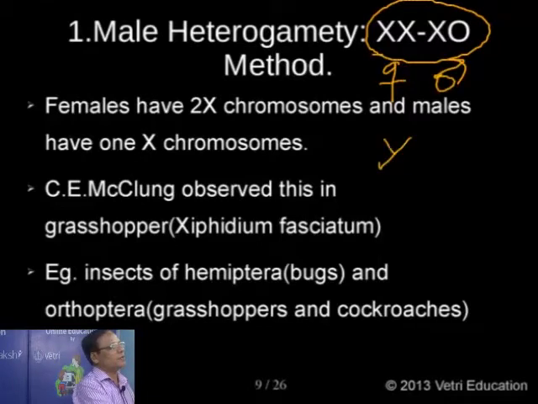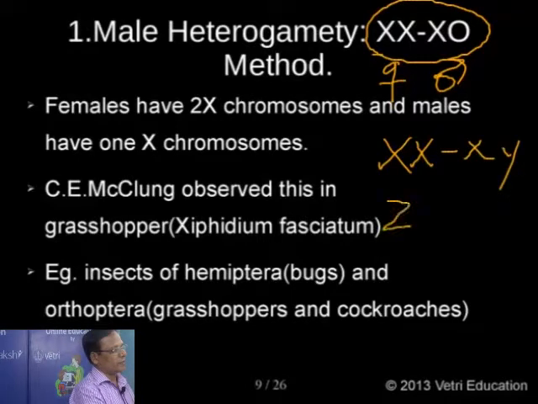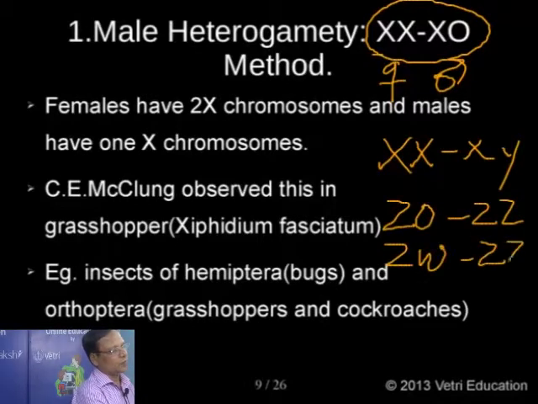For example, if you are writing XX, XY, or Z0, ZZ, or ZW, ZZ, whatever it may be, in all cases the first one refers to the female. So here I am writing XX, X0, here XX, XY, here Z0, ZZ, and here ZW, ZZ. In all, we have different types of sex determination.